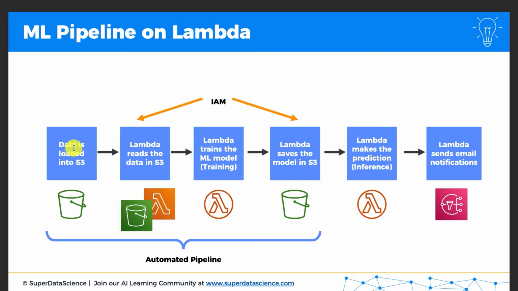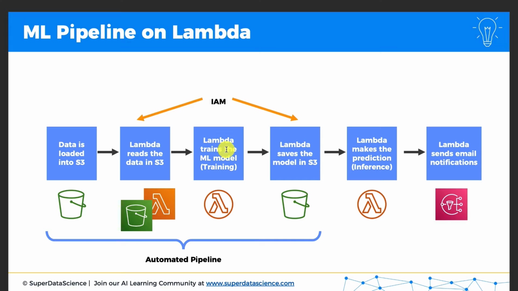First, some data is loaded into S3. So S3 is the storage service of AWS. Of course, we used it before in SageMaker. It means simple storage service. Then Lambda, that compute AWS service, will read the data in S3 as the data comes in.